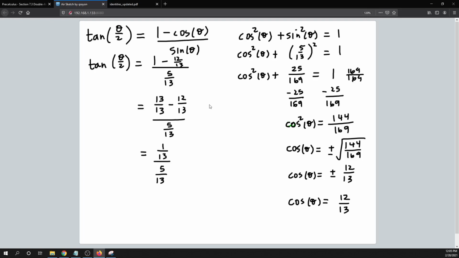All right, so I get 1/13 on top, divided by 5/13, right? When I divide by a fraction, that is the same as multiplying by its reciprocal. So the reciprocal of 5/13 is 13/5. And I have a common factor of 13, so the answer is 1/5 on this one.